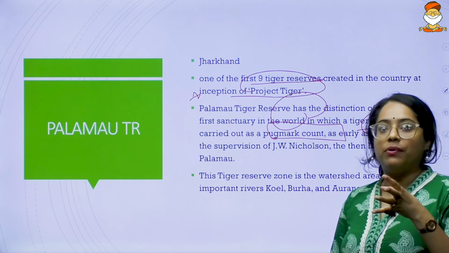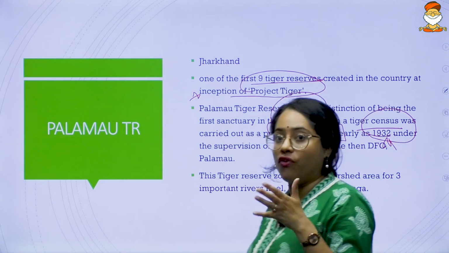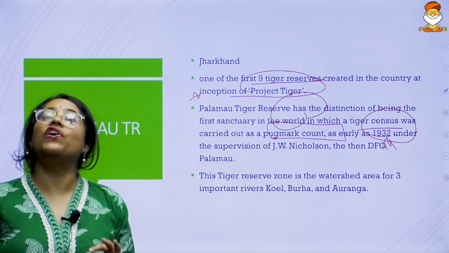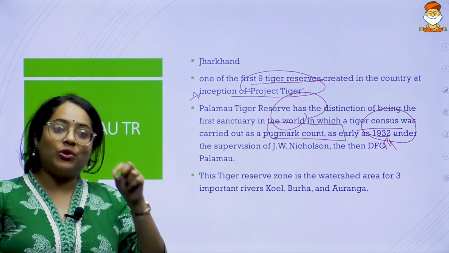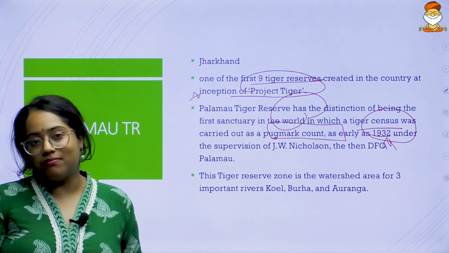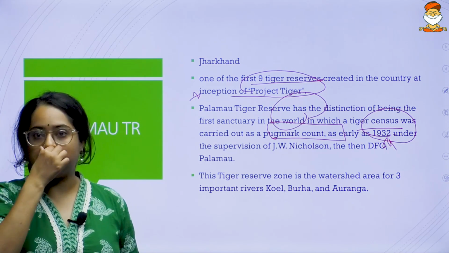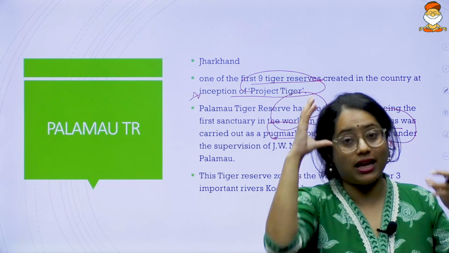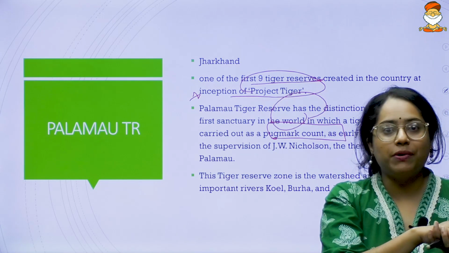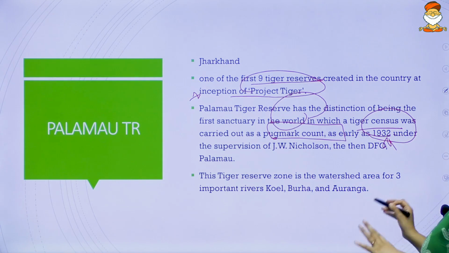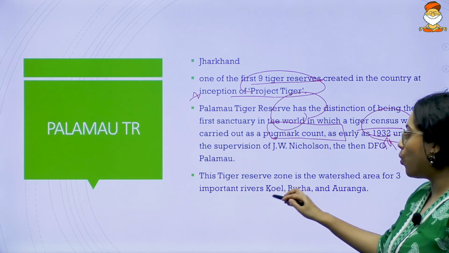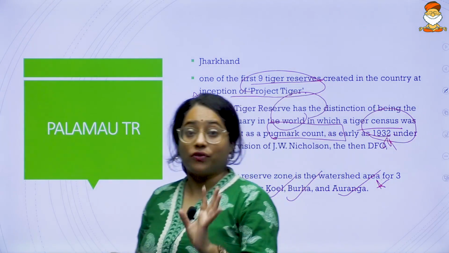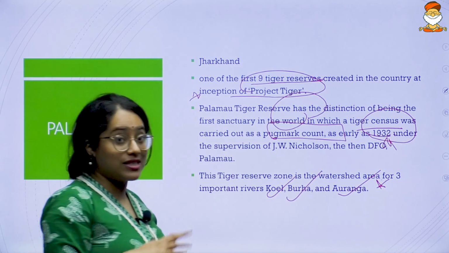At that point, J.W. Nicholson was the forest officer in Palamau, and he conducted this tiger census, which was one of the first in the world to be carried out as a pugmark count. I hope you know what a pugmark count is: counting the footmarks. Because of all this information, Palamau was mentioned in that article, so just keep a note of it. This tiger reserve is also the watershed area of 3 important rivers: Koyal, Burha and Auranga. That is additional information, not very important, but remember this tiger census fact.